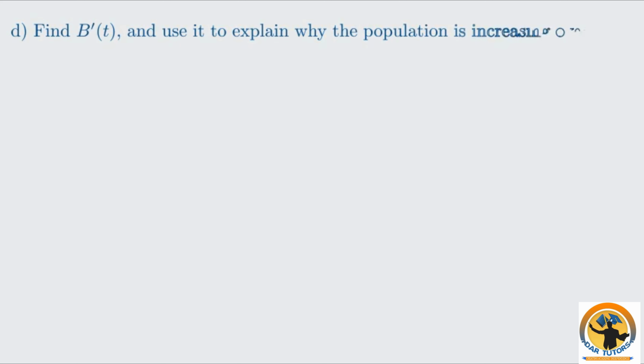Now for part D, we need to find the derivative of b(t), b'(t), and use it to explain why the population is always increasing. Finding the derivative will tell us the rate of change of the population. We can rewrite b(t) to make differentiation easier. b(t) = 3,000 times the quantity (1 + 0.5 e^(-1.73t)) all raised to the power of -1. We will use the chain rule to differentiate this expression.